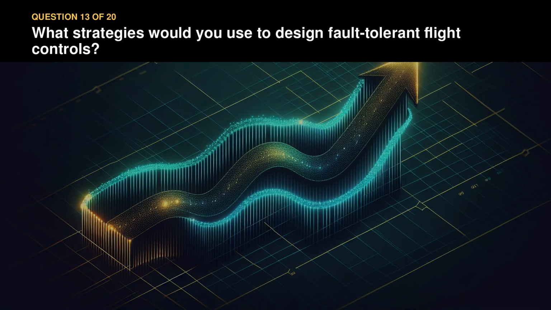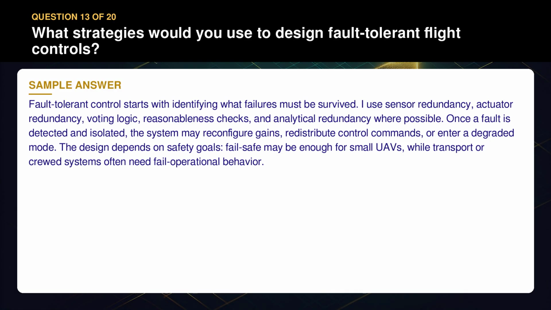Question 13. What strategies would you use to design fault-tolerant flight controls? Fault-tolerant control starts with identifying what failures must be survived. I use sensor redundancy, actuator redundancy, voting logic, reasonableness checks, and analytical redundancy where possible. Once a fault is detected and isolated, the system may reconfigure gains, redistribute control commands, or enter a degraded mode.